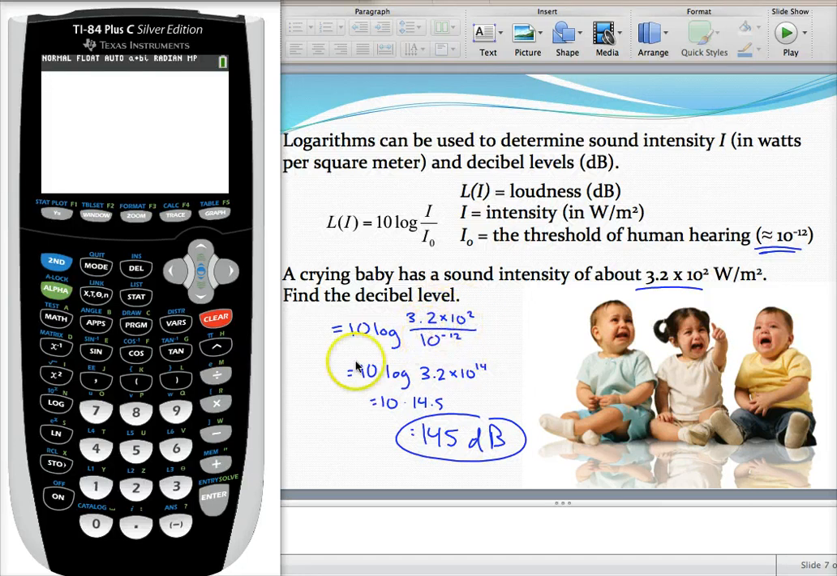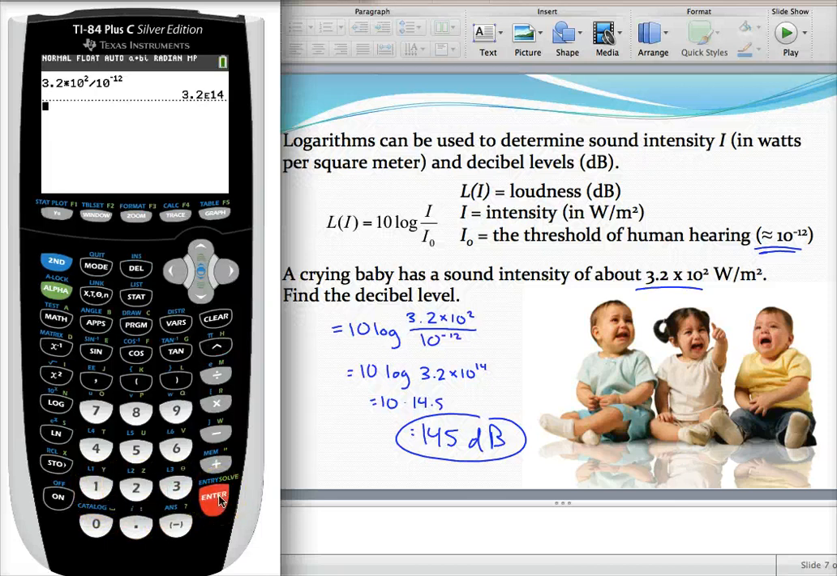Let's work out the fraction part first. So I'm going to type in 3.2 and then times 10 to the second power. If you remember the EE button, which was right there, second comma, you can use that, otherwise don't worry about it. I want to divide that by 10 to the negative 12th. Okay, so again, I'm doing this piece by piece rather than all at once in my calculator. So that gets me an answer of 3.2 times 10 to the 14th power.